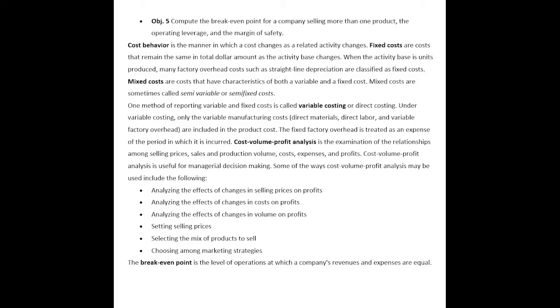choosing among market strategies. The break-even point is the level of operations at which a company's revenues and expenses are equal. The margin of safety indicates the possible decrease in sales that may occur before an operating loss results. Thus, if the margin of safety is low, even a small decline in sales revenue may result in an operating loss. Managerial accounting provides many of the tools and information required for day-to-day decision-making regarding business operations.